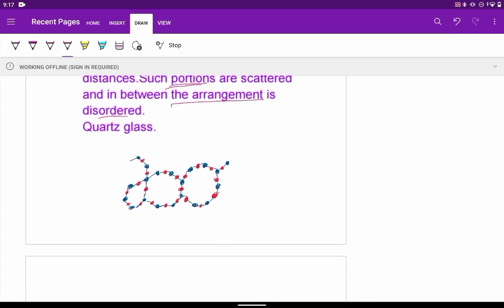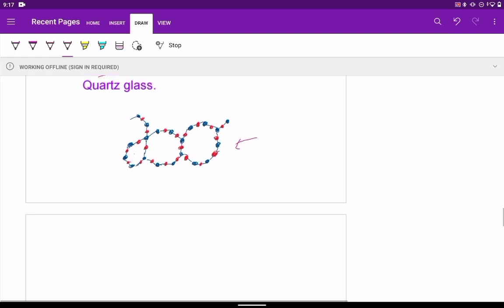You see here in this diagram, the number of particles in each ring is not the same. Here it is something, here it is something, everywhere it is changing. There is no orderliness. Okay, we don't find any sort of orderliness. The arrangement is different.